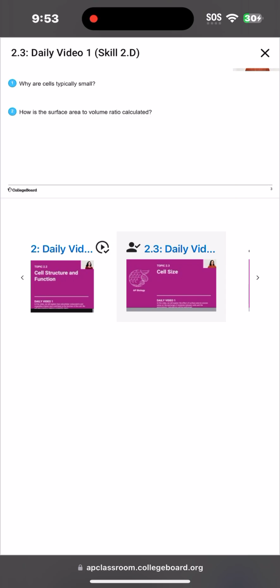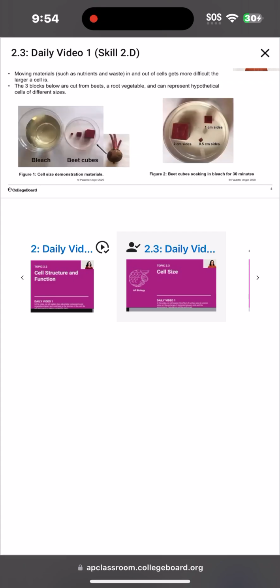Have you ever wondered why cells are typically small and why we don't see giant unicellular organisms roaming the planet? Well, we're going to explore why that is in this lesson and the role that the surface area to volume ratio of cells plays in that cell size, as well as how that ratio is determined. So cells are typically small because moving materials such as nutrients and waste in and out of cells gets more challenging the larger the cell is.